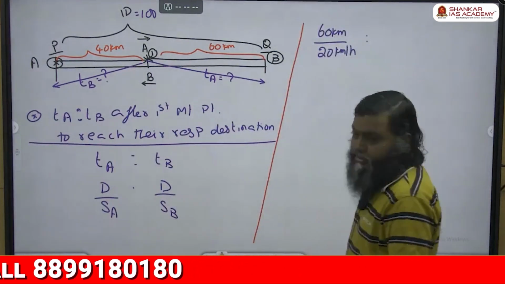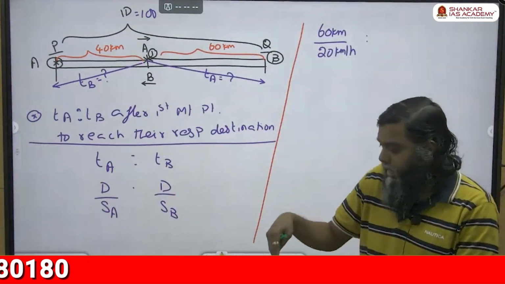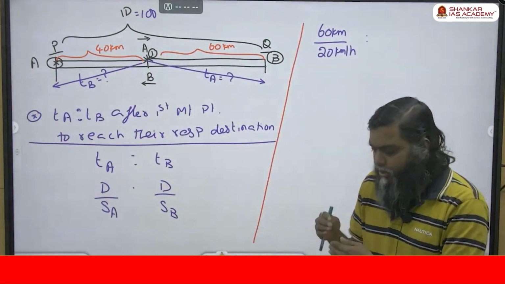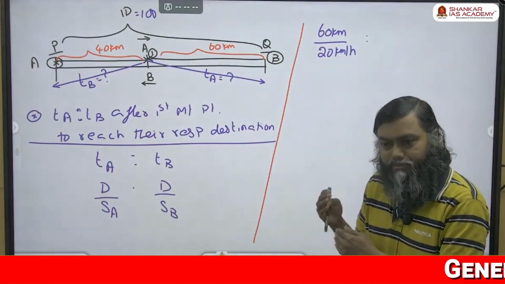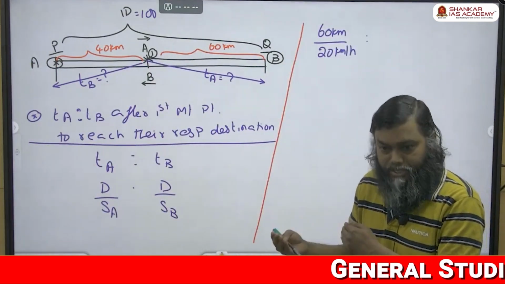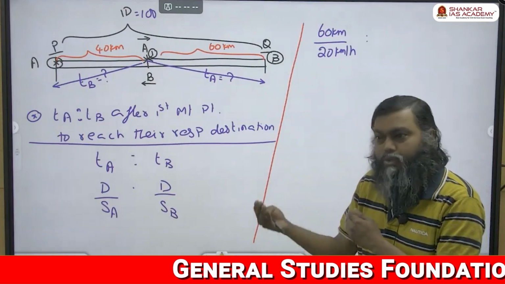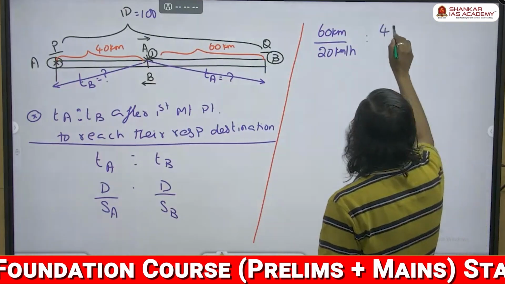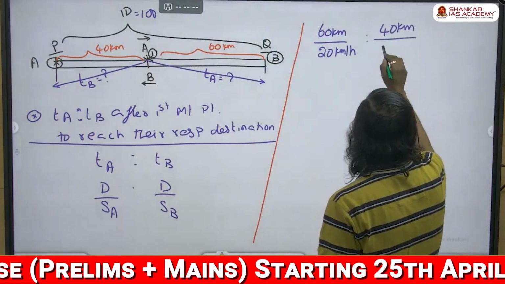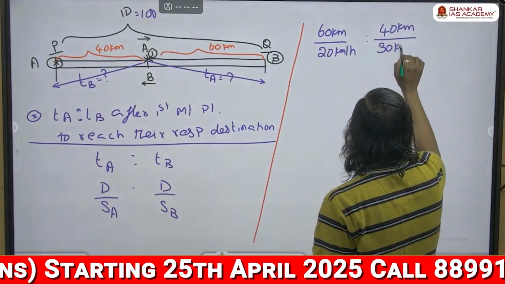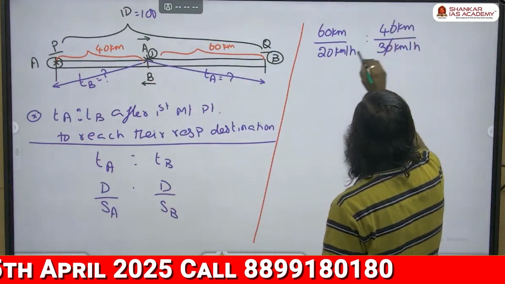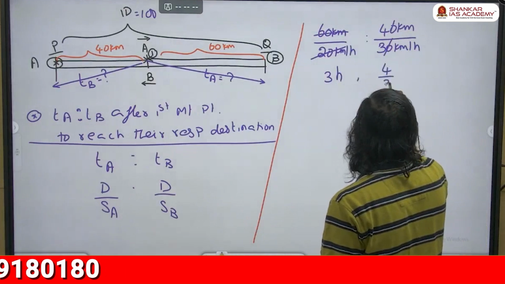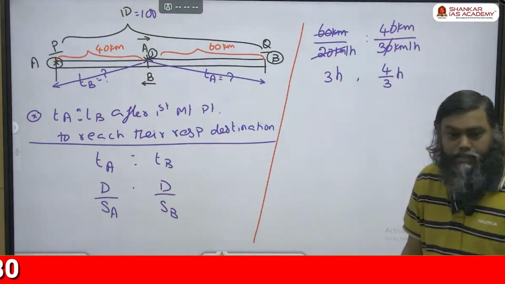Ratio. Now, at the time of first meeting, how much distance had B already traveled? 60. How much distance does B have to travel after the first meeting point to reach its destination? How much distance did A travel to meet him? That much distance B has to travel. What is the speed of B? Cancelled, cancelled. How many hours? 3 hours. That is the answer. Do you understand this?